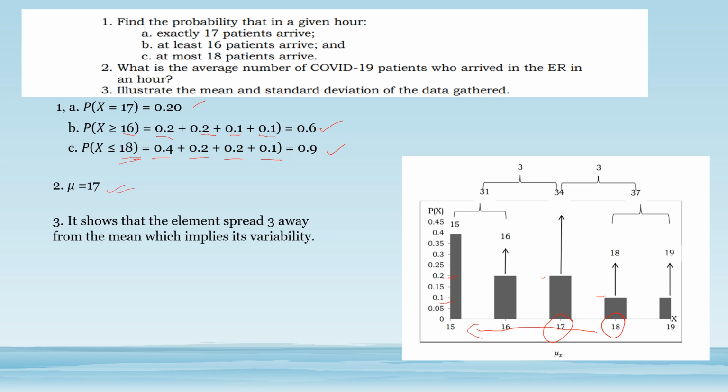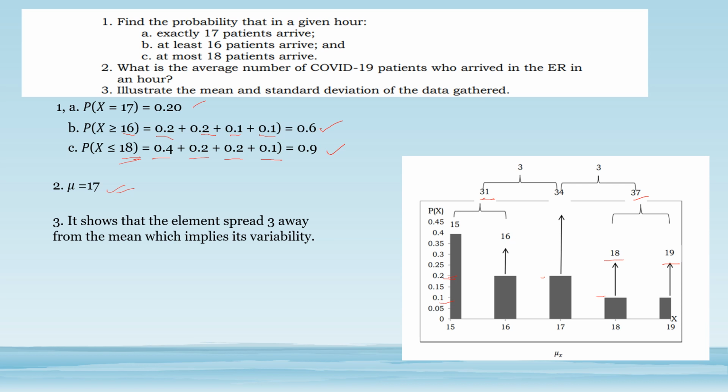Number 3 is to illustrate the mean and standard deviation of the data gathered. We can have the illustration by showing this one. First, as you can see, our mean is 17. So we have this one as 17 at the middlemost. The elements at the left side of 17 are 15 and 16. Adding these two will give us 31. And the elements at the right side of 17 are 18 and 19. Adding 18 and 19 will give us 37.